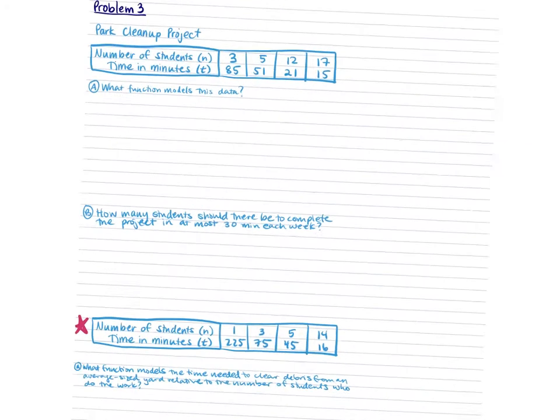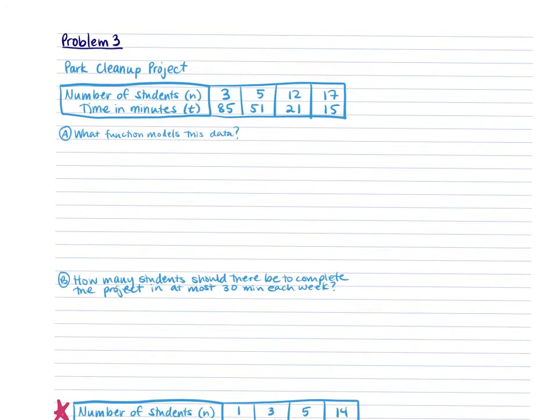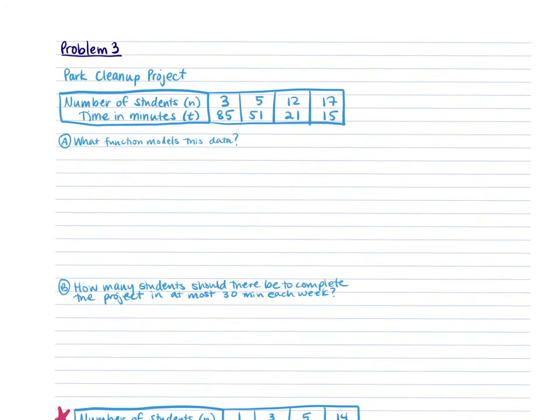Okay, and then the last thing, we're going to use some data. There's a little word problem here. The park cleanup project here, you have some students and how many minutes it takes them to clean up the park, right? With more students, less time. What function models this data? So what we want to do is see if this is inverse or direct, if they vary directly or inversely.